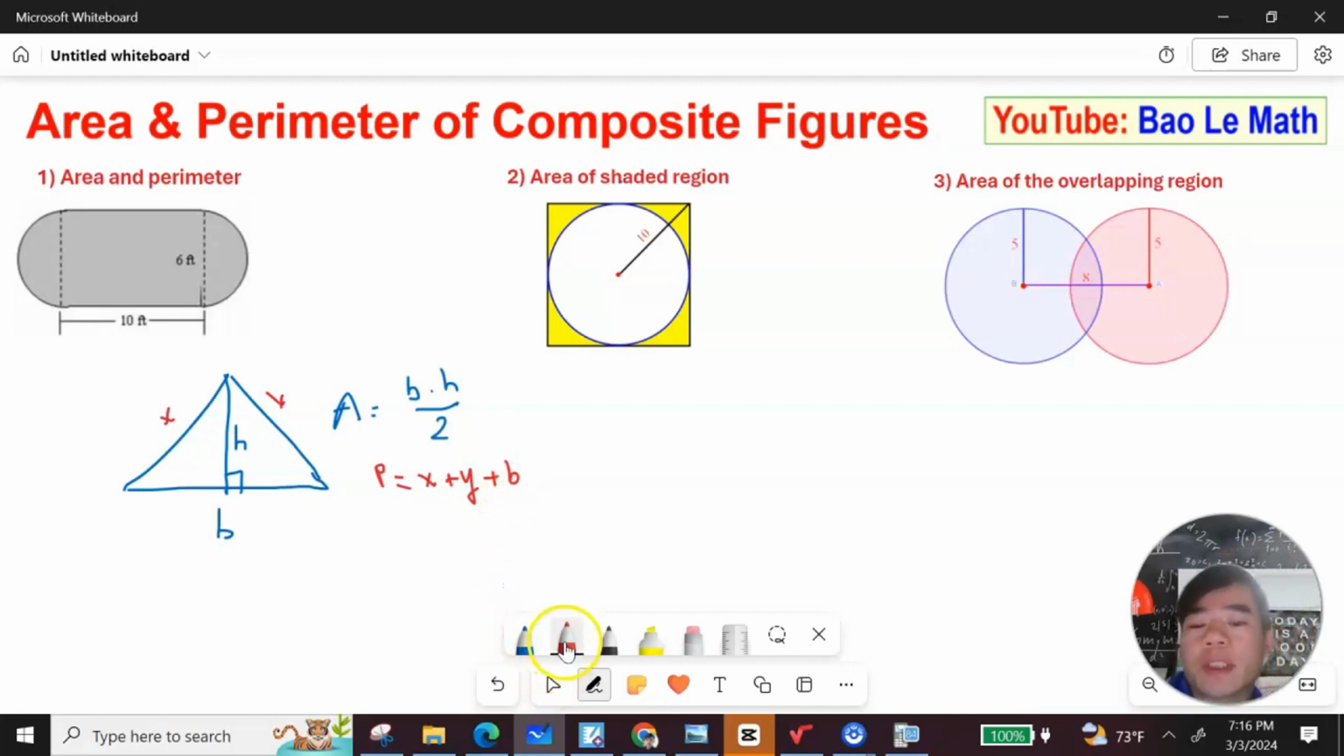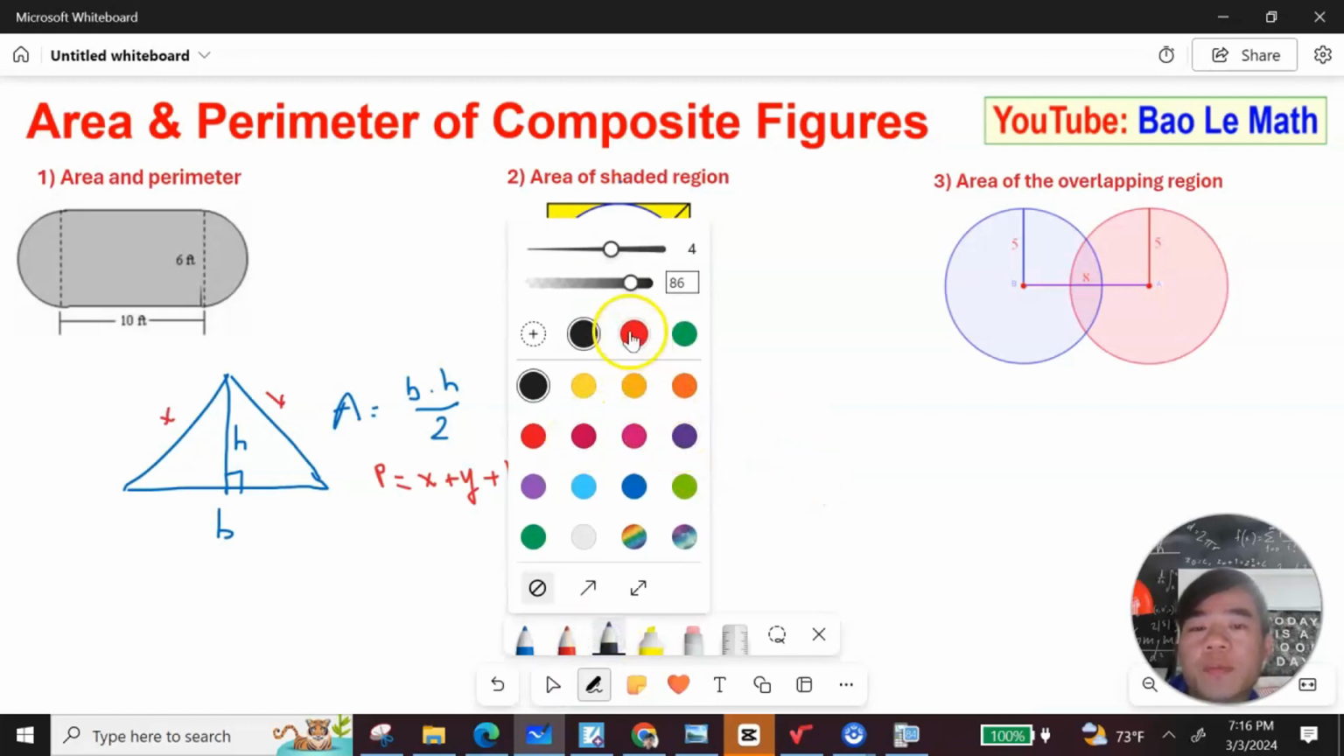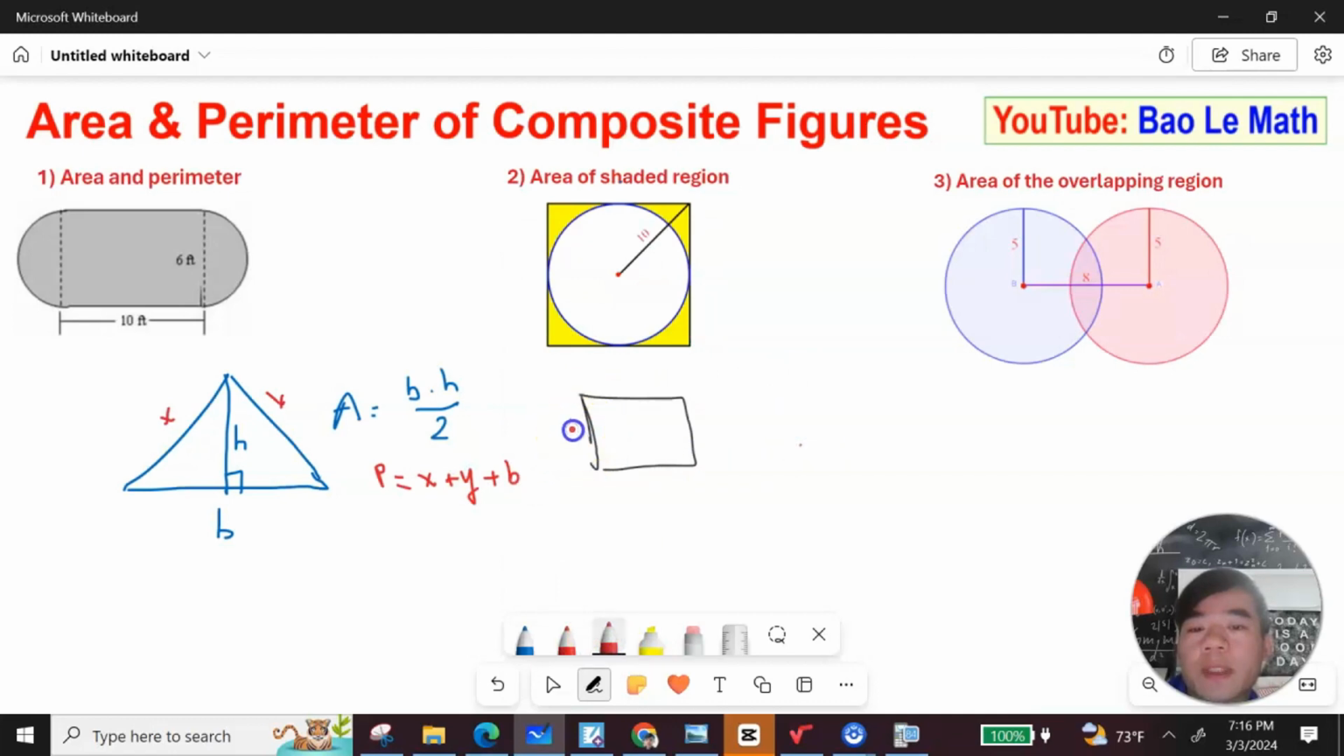Next, we're going to talk about the square. The area of the square: I have this side A, and all sides are congruent. So the area should be A times A, which means A squared. The perimeter is all sides added up, and because all sides are congruent, we have 4 times A. Next, we're going to move on to the rectangle.